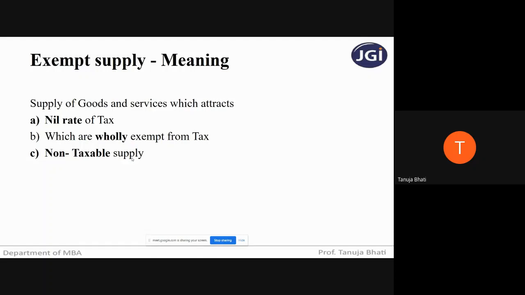So students, in short, what does exempt supply mean? That supply of goods and services which includes nil rate of tax, which includes supply of goods and services which are wholly exempt from tax, and which also includes non-taxable supply. Now, let us move ahead.